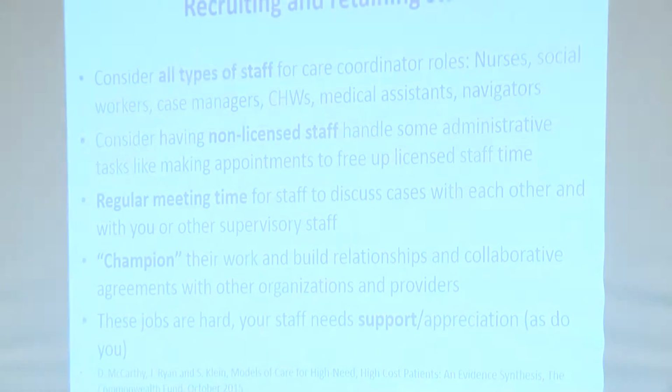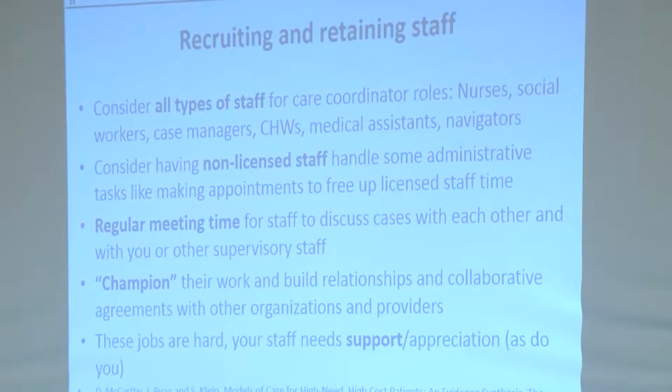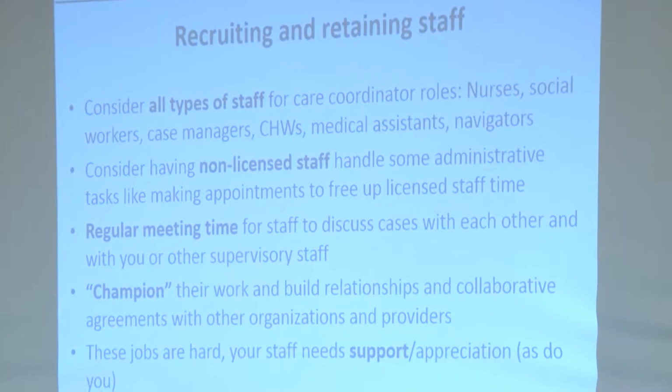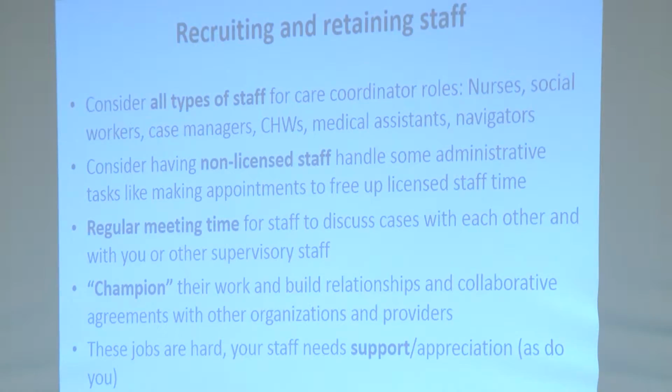Okay, so recruiting and retaining staff. Consider all types of staff. There is no exact model. CHWs, medical assistants, navigators, they all can be trained to do great work and take on caseloads with supervision. Think about what kind of administrative work people are doing. I never know how to say this without sounding like, I once said this and I really offended someone, but I'll try not to say it that way.